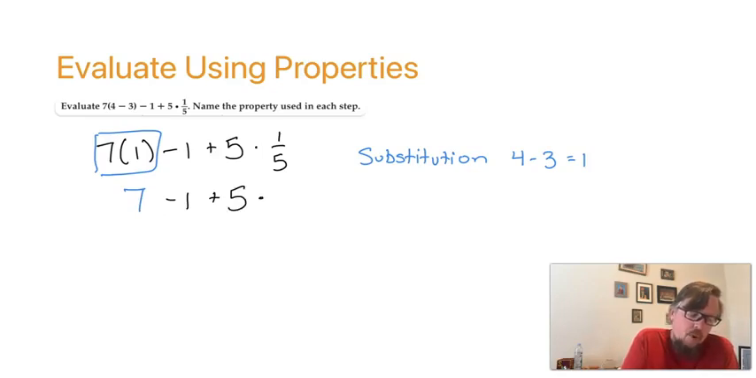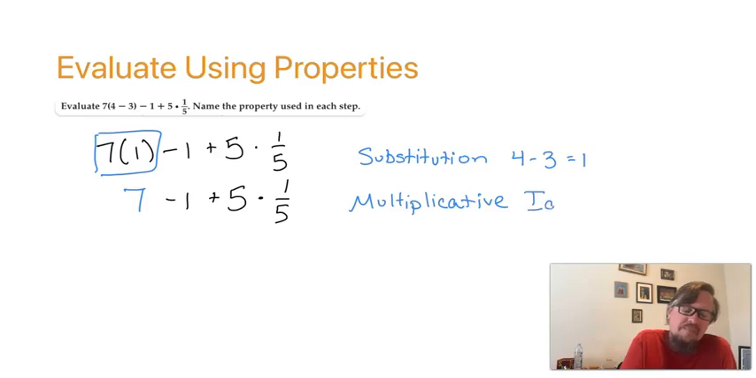But what is the mathematical property that says anything multiplied by 1 is itself? The name of that property is called the multiplicative identity. The multiplicative identity property is the one that says anything multiplied by 1 is itself. 7 times 1 is 7.